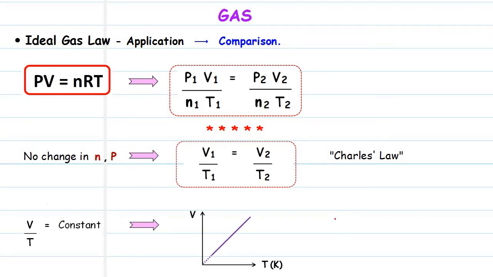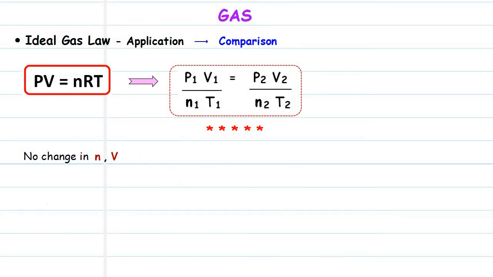We know that T in Celsius is equal to T in Kelvin minus 273. So if we want to plot V and T in Celsius, we should get something like this. Still a linear graph, with the x-axis extrapolated back. Let us take a look at the next case.